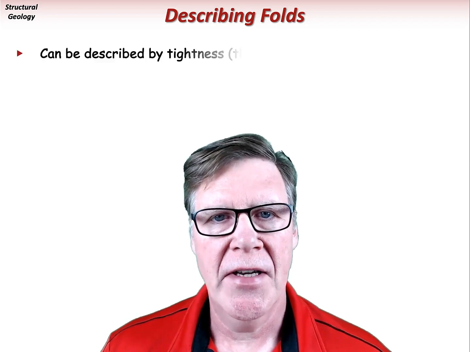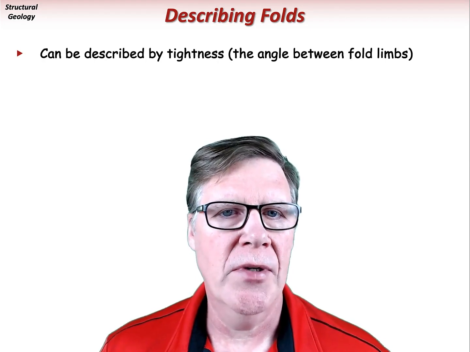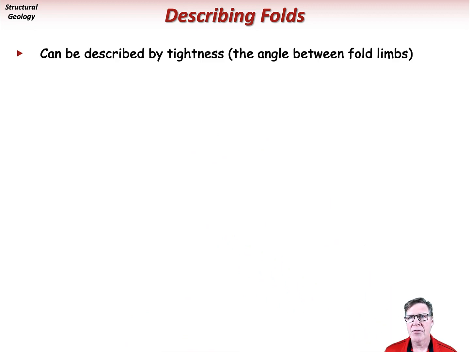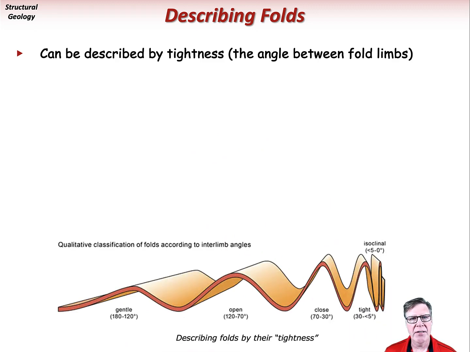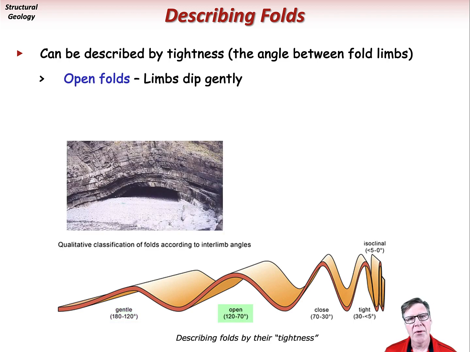Another parameter that describes the shape of a fold is its tightness, controlled by the angle between the fold limbs. The differences in fold tightness are readily apparent in this figure of upright folds. Gentle folds are broad folds that have 180 to 120 degrees between fold limbs. The limbs of these folds dip gently away from the axial plane. Open folds are common folds that have 120 to 70 degrees between the fold limbs, which dip more steeply away from the axial plane.